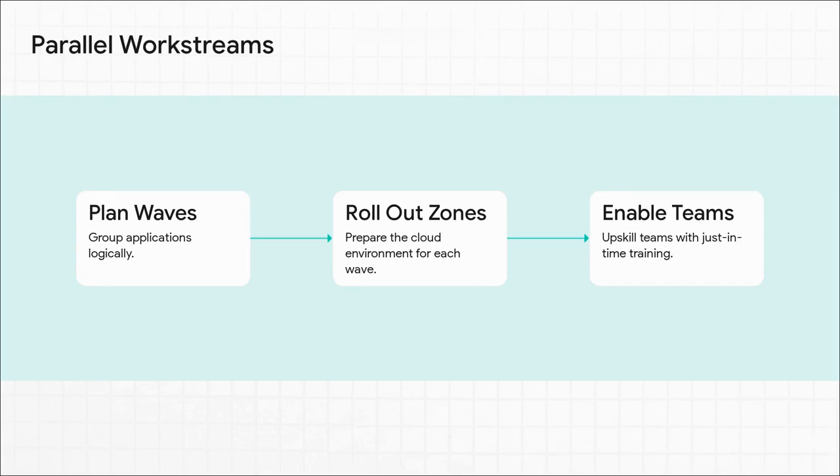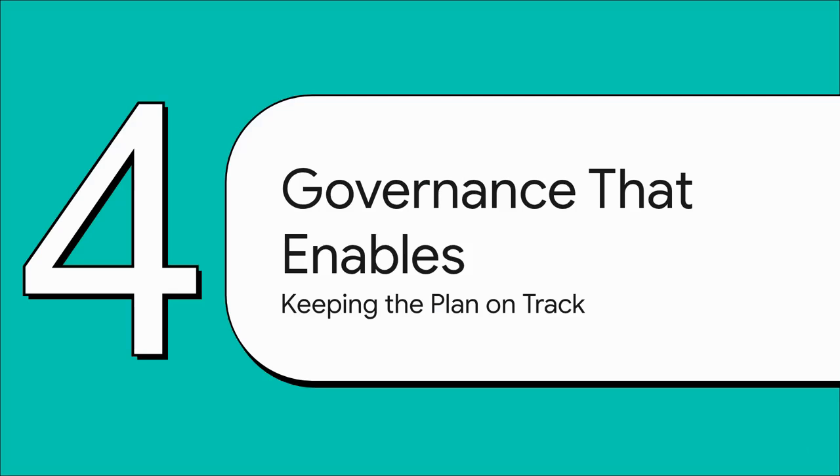Now, this is absolutely critical to remember. Wave planning does not happen in a vacuum. It has to be perfectly synchronized with other things that are going on. So as you're planning your waves, your platform team has to be rolling out the right landing zones to receive them. And at the exact same time, you've got to be enabling your teams with just-in-time training, so they're actually ready to support each wave as it goes live. A great plan is one thing, but execution, that's everything. So let's move on and talk about building a governance model that actually enables speed while preventing those costly mistakes.